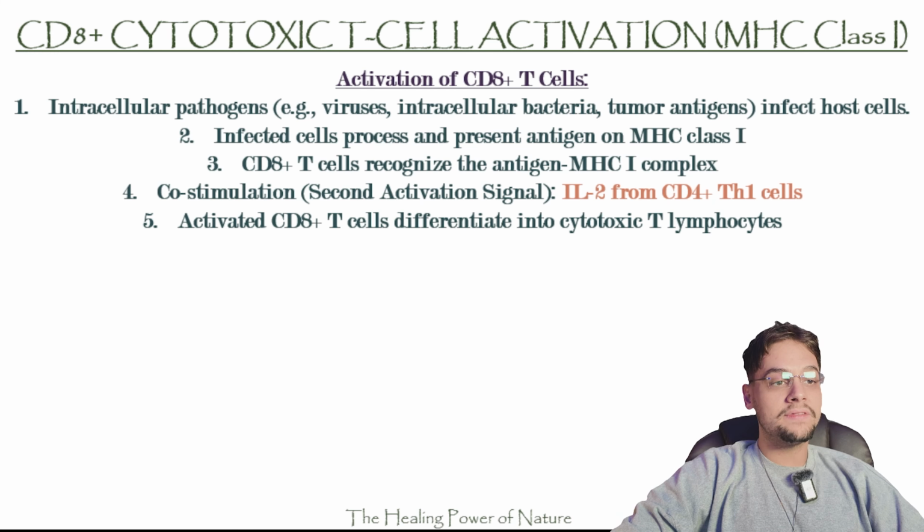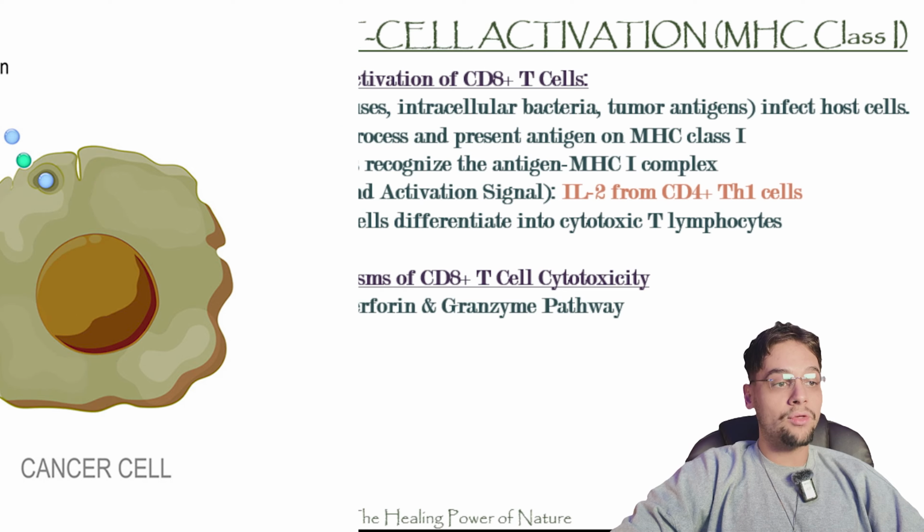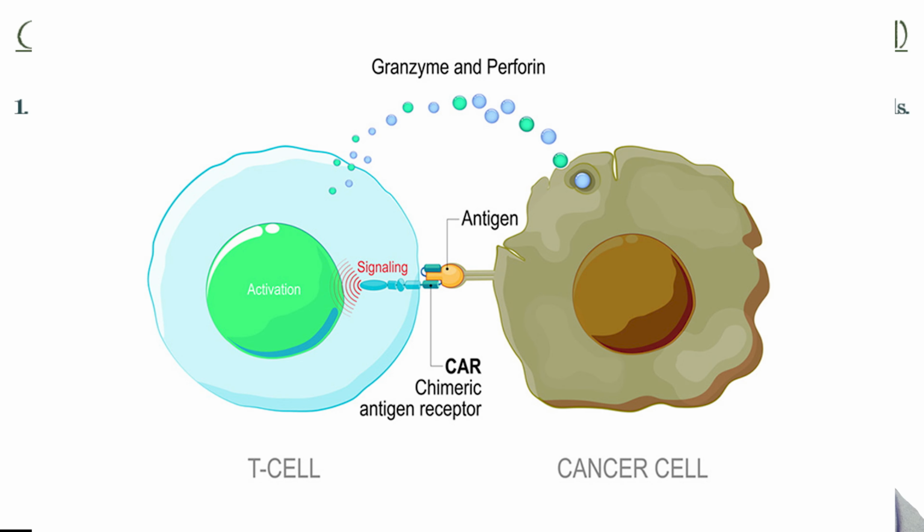Activated CD8 positive T cells differentiate into cytotoxic T lymphocytes, or CTLs, which kill infected cells. Remember, CD8 positive T cells are crucial for viral infections and tumor immunity. The mechanism of CD8 positive T cell cytotoxicity is the perforin and granzyme pathway, where perforins form pores in the target cell membrane, and granzymes enter through the perforin pores and activate caspases. Caspases then induce apoptosis, or programmed cell death.